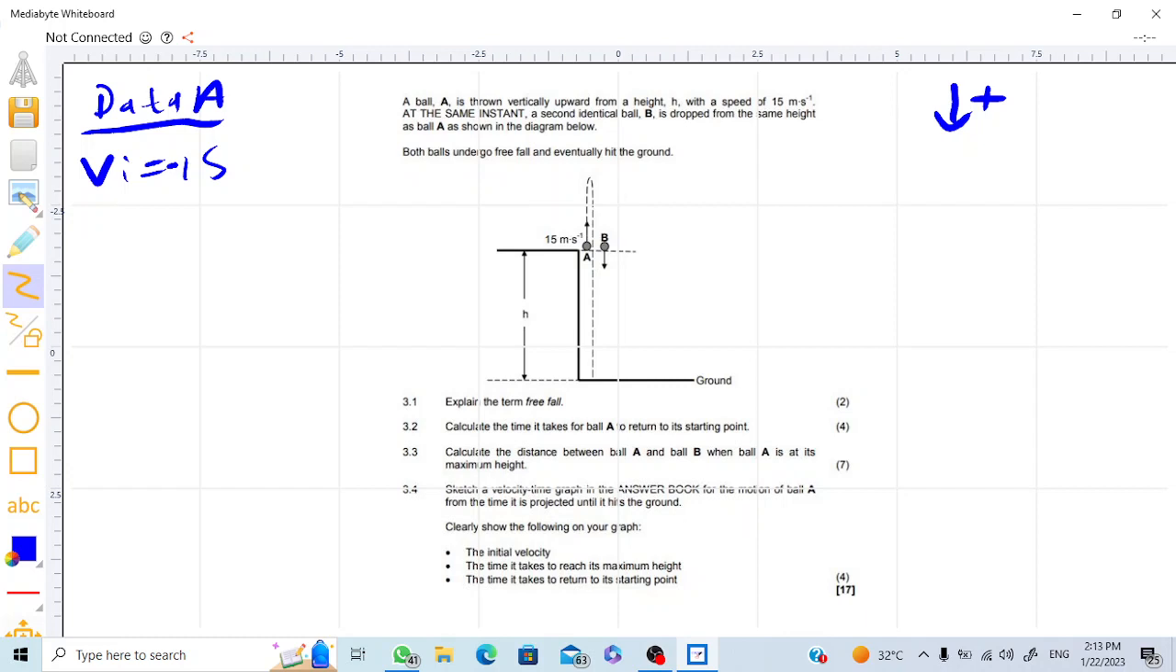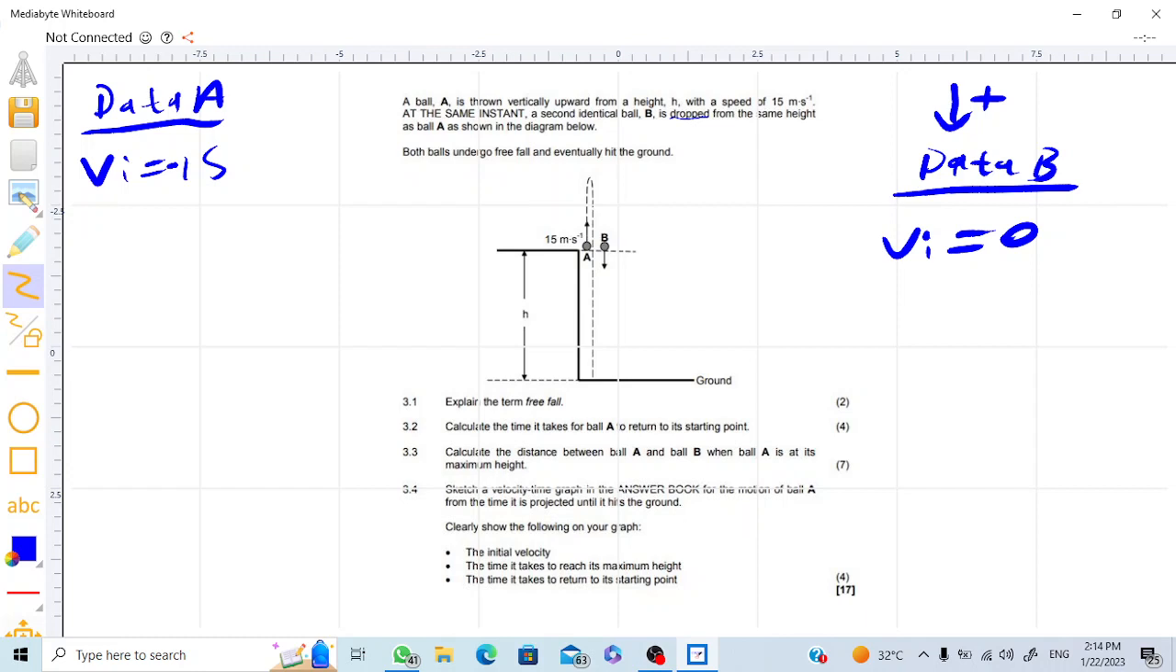Let's read further. At the same time, the second identical ball B is dropped. Now data B, this is for ball B. V initial is also given, which is equal to 0. Why? Because it's dropped from the same height as ball A as shown in the diagram below. This is thrown up, this is dropped. Both balls undergo free fall and eventually hit the ground. Explain the term free fall. I defined it from the previous problem, so I'm going to skip it for now.